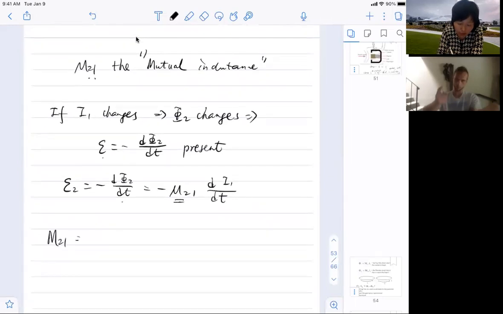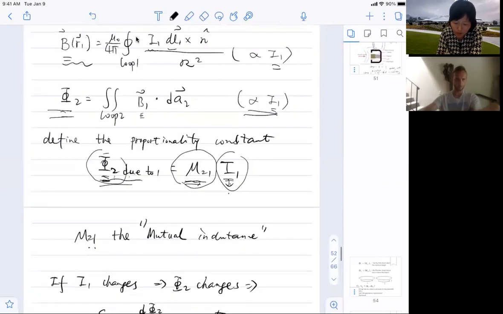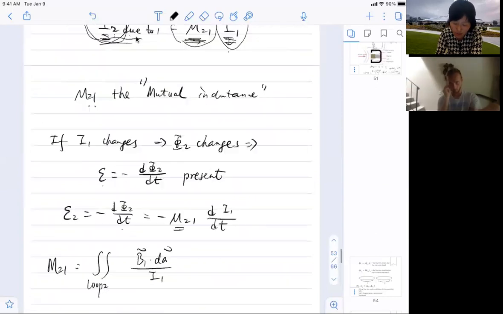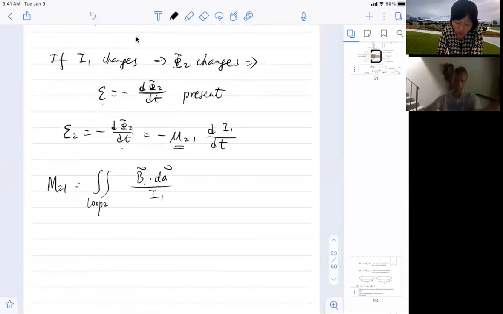M21 is the integral of B dA over current I1. So you can see that I use this guy, the flux, B times dA, and divided by current one, I get this constant. So this is B dA over I1, and this is a flux through loop two. That's why I put two here and two here and one here. Now one here means that the field is produced by one, the source is one, but it's a flux through another loop, loop two. That's why it's two here.